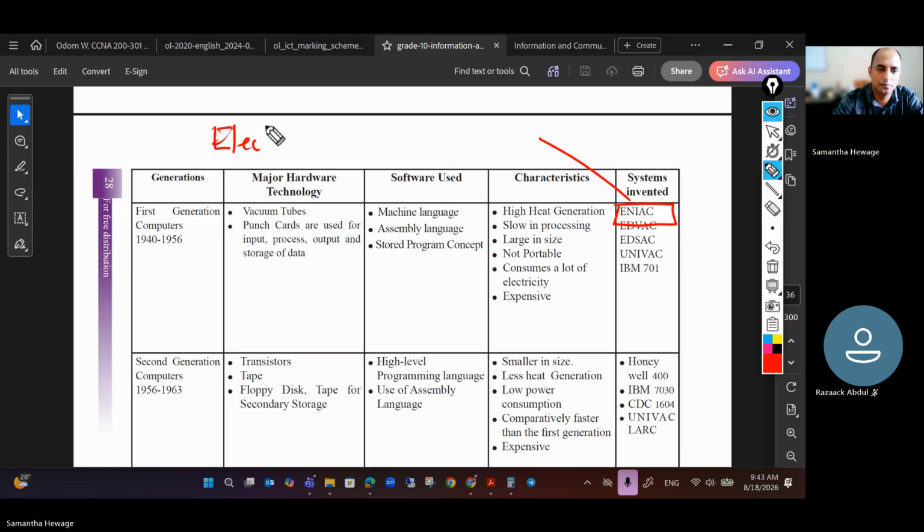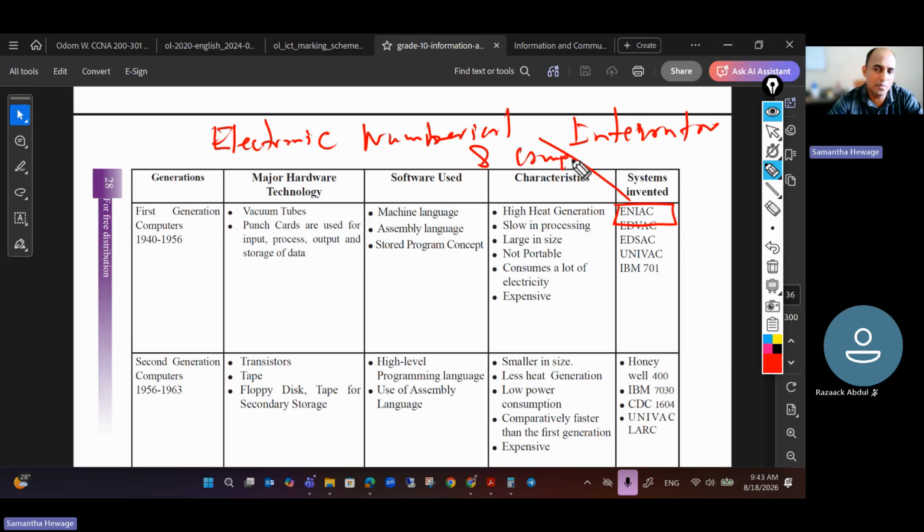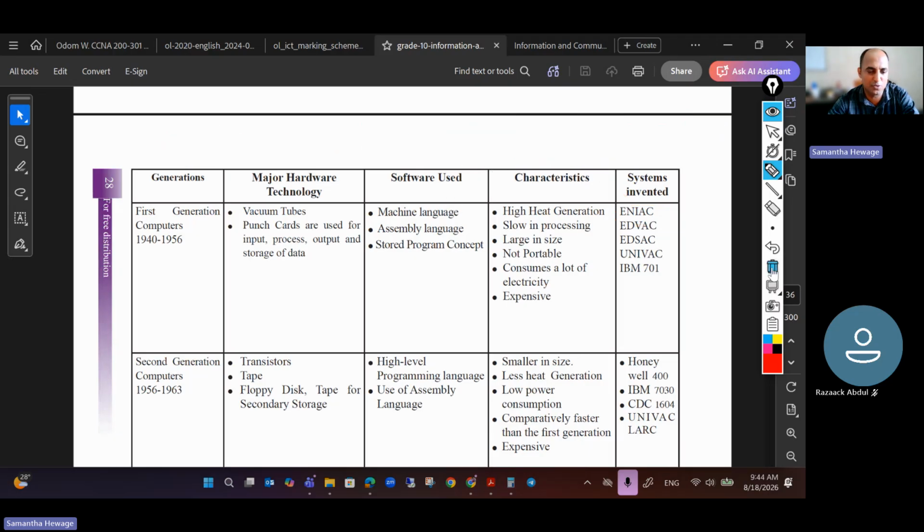Electronic, numerical, integrator and computer. So this is the meaning of this ENIAC. This is the first electronic computer in the world. They might ask it as an MCQ question. So you see, there are a lot of questions we are discussing. Here, indirectly, we are discussing MCQ questions, because these questions are familiar in every paper. You will see when you do the past papers.